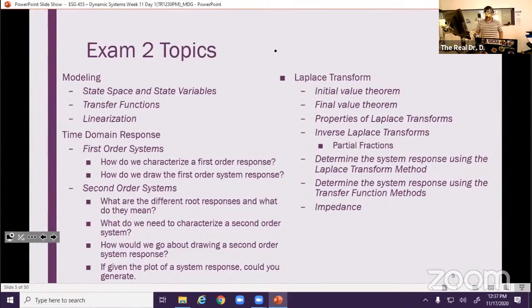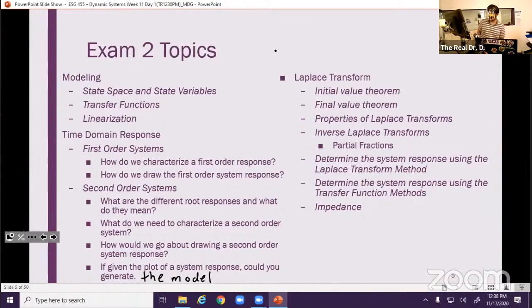For first order systems, we want to know how to characterize a first order system and how to draw the first order response. For second order systems, what are the different root responses and what do they mean? What do you need to characterize a second order system? How would you go about drawing a second order system response? If you're given the plot of a system response, could you generate the model?